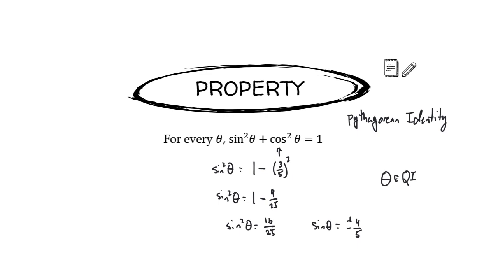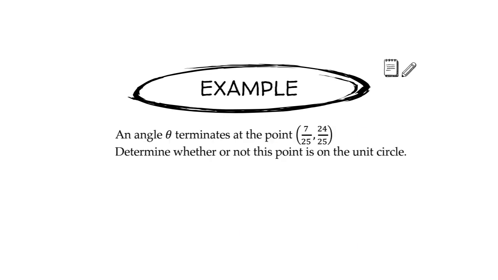This question of whether or not to use the Pythagorean identity or just the Pythagorean theorem to solve one of these problems really comes down to whether or not a coordinate is on the unit circle. In this example, we'll address that question exactly. We have an angle theta that terminates at the point (7/25, 24/25), and we want to know whether or not this point is on the unit circle.